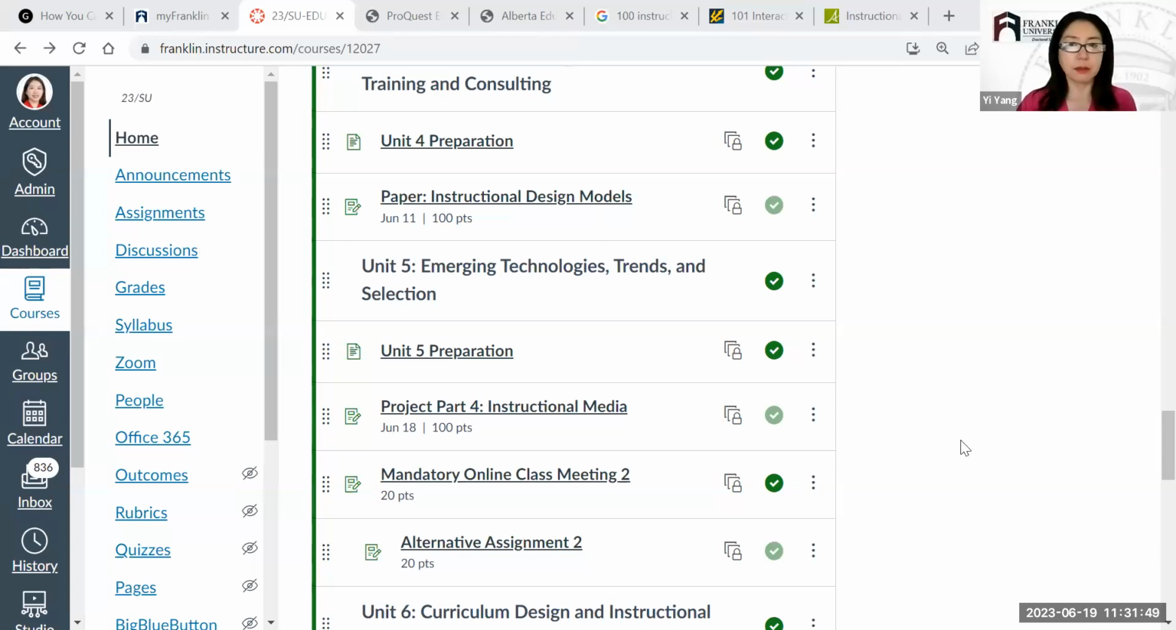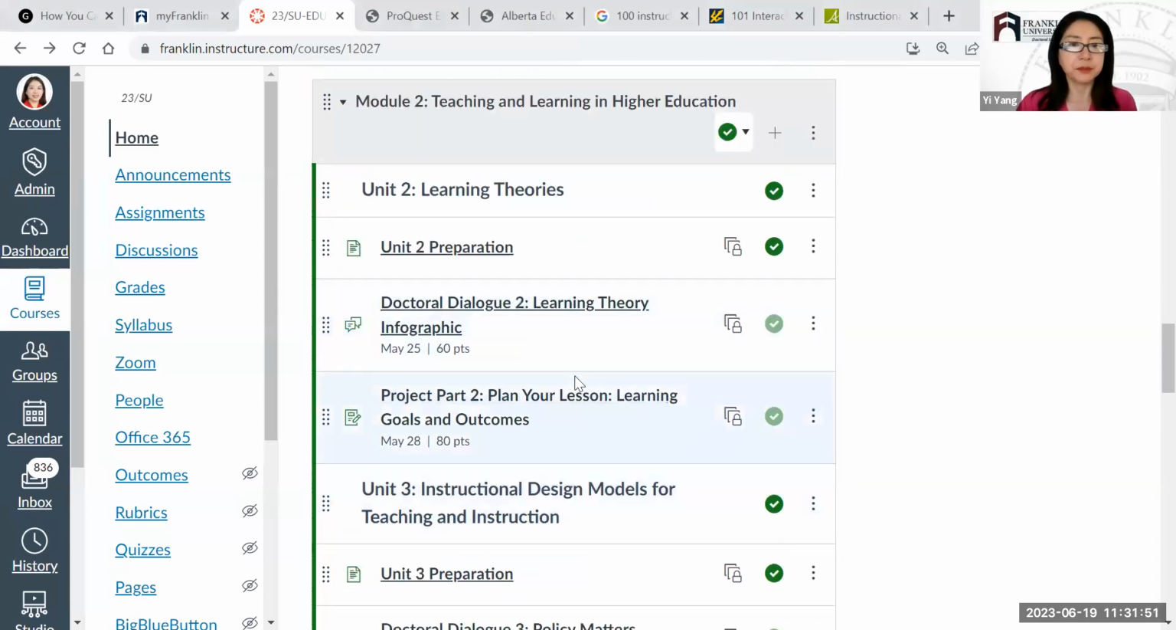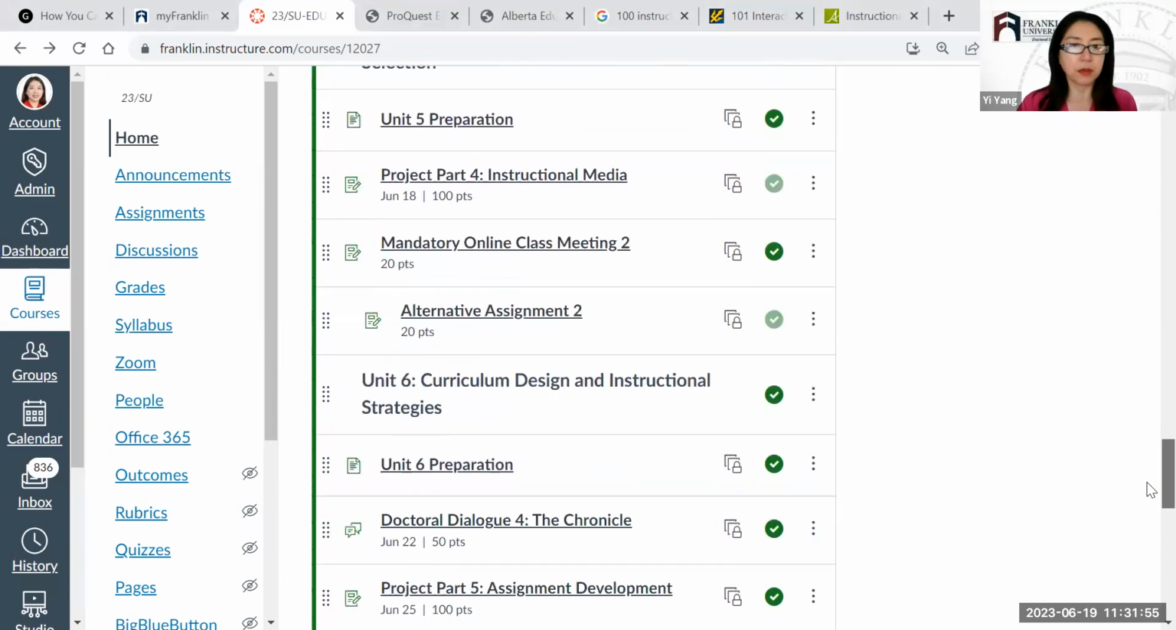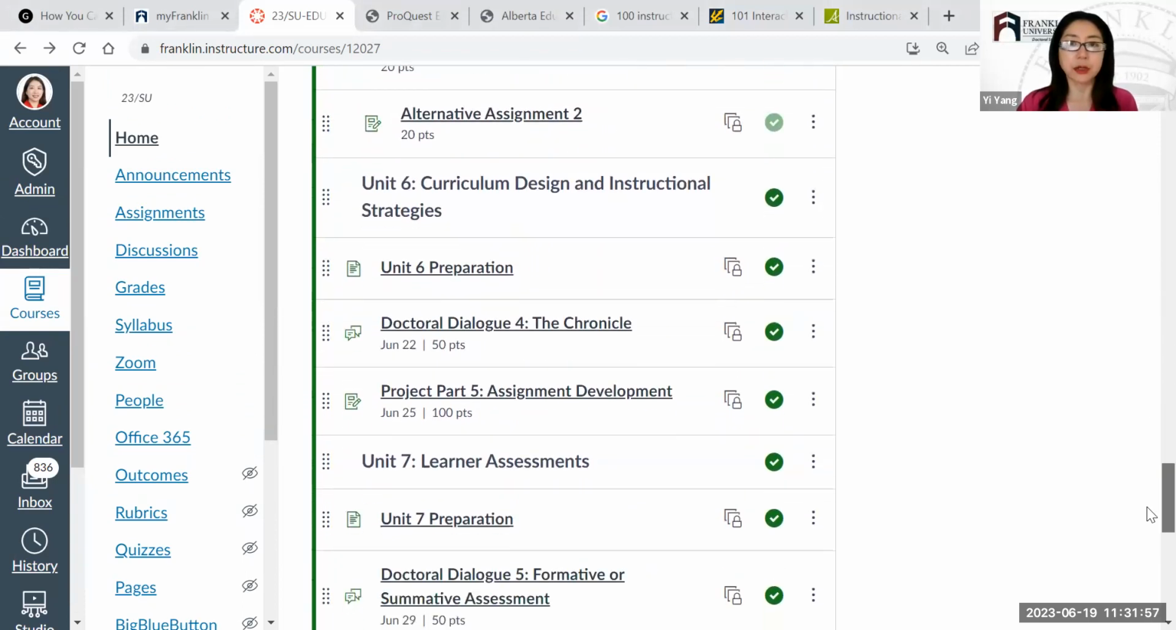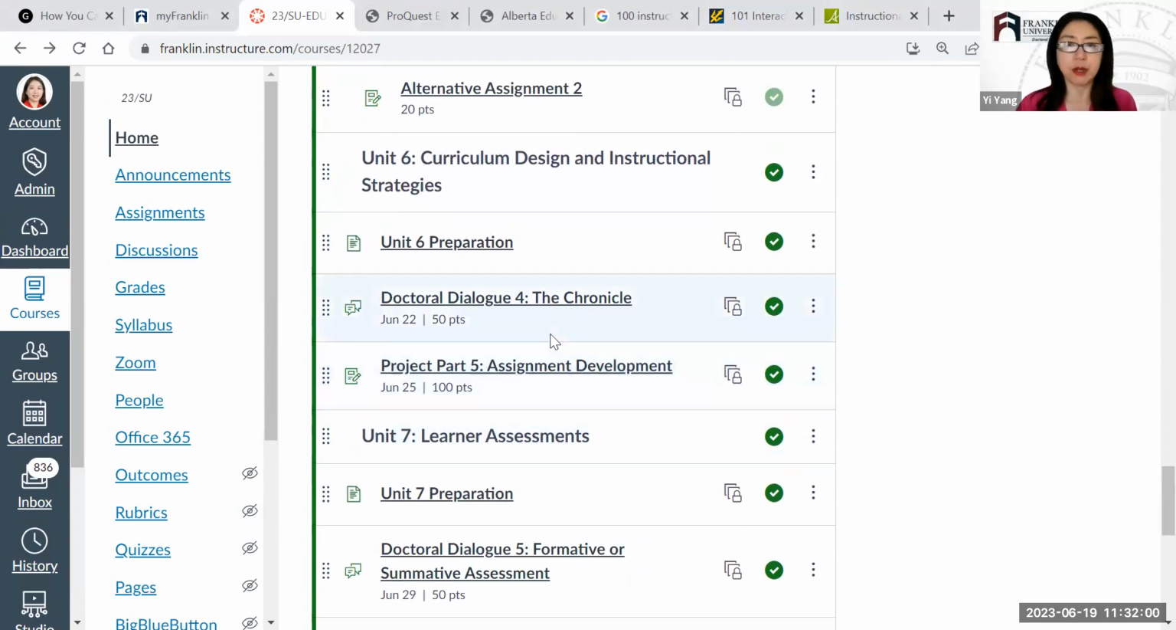Today is the start of Unit 6, which is about curriculum and instructional strategies. Let's take a look at what's required in this unit. So first, let's go to our class. Unit 6, Curriculum Design and Instructional Strategies.